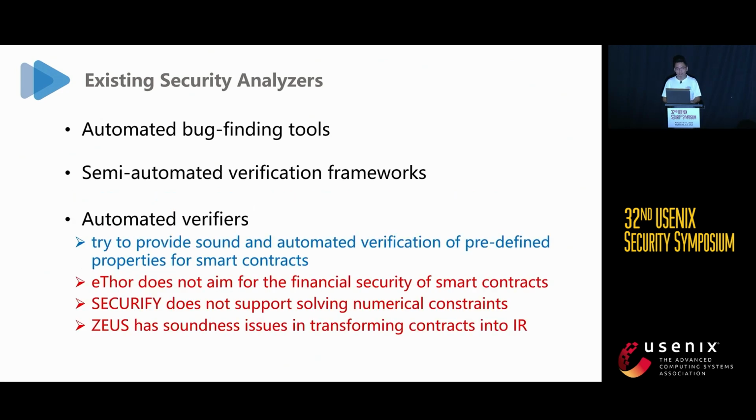And the automated verifiers try to provide sound and automated verification of predefined properties for smart contracts. To the best of our knowledge, there are three automated verifiers: ESO, Sacrifice, and Zeus. But there are still problems to use them on analyzing the financial security of contracts. Instead, in this work, we target to propose a new automated verifier with auto-generated properties for analyzing the financial security of contracts.